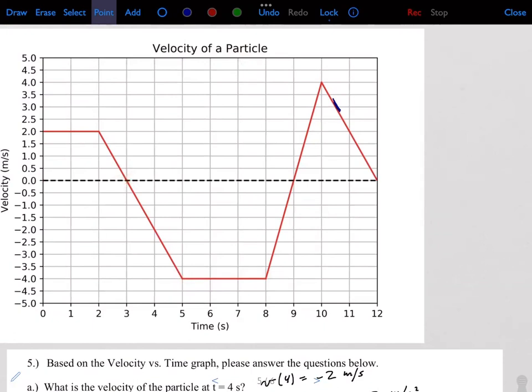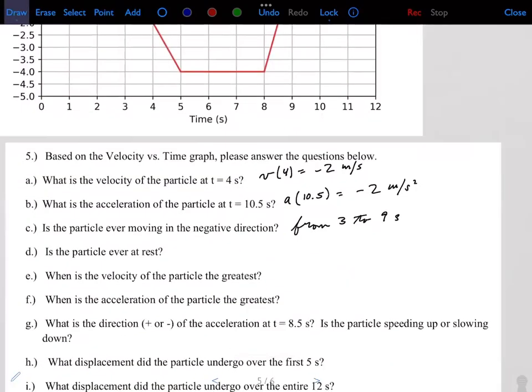It's 0 right at 3 seconds, just for an instant, right at 9 seconds, and right at 12 seconds. So at 3 seconds, 9 seconds, and 12 seconds. Each of them just for an instant, right? It's at rest. When is the velocity of the particle the greatest?